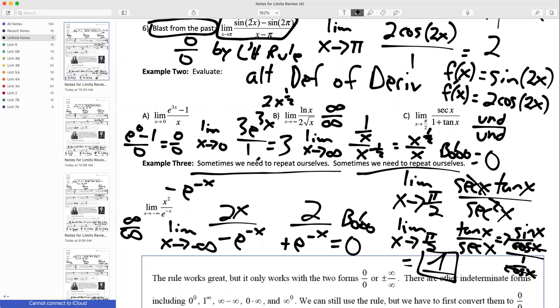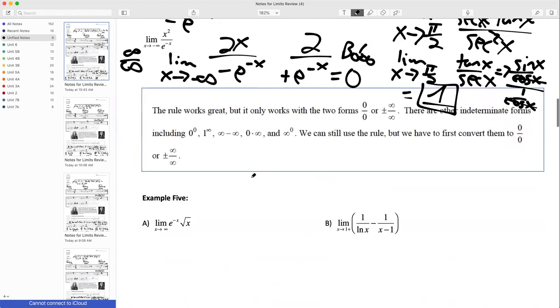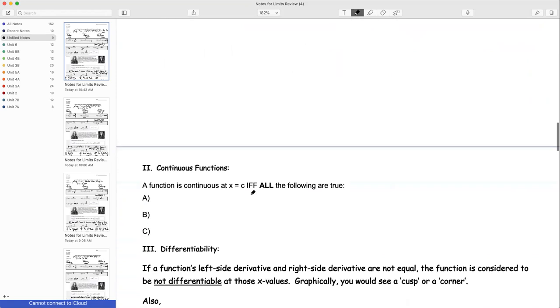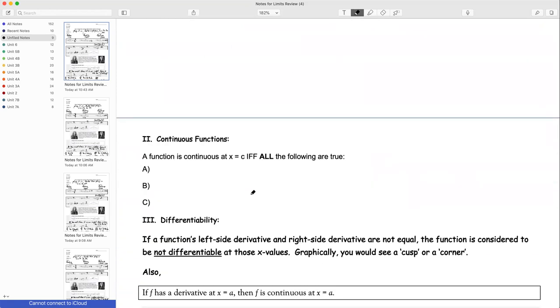All right, I tell you what, I'm going to skip the next 2 for the sake of time, because we really need to talk about some other topics. Continuous functions, as it were.